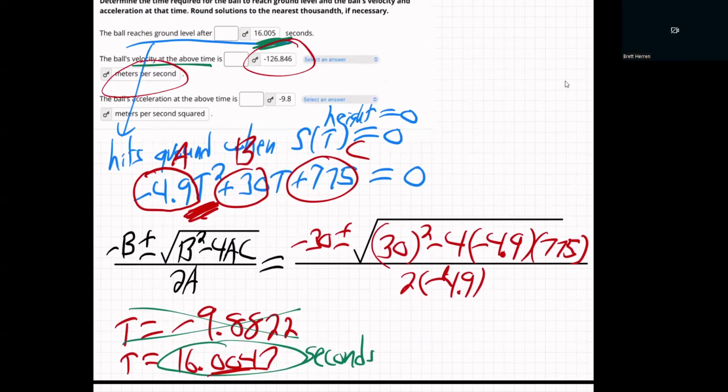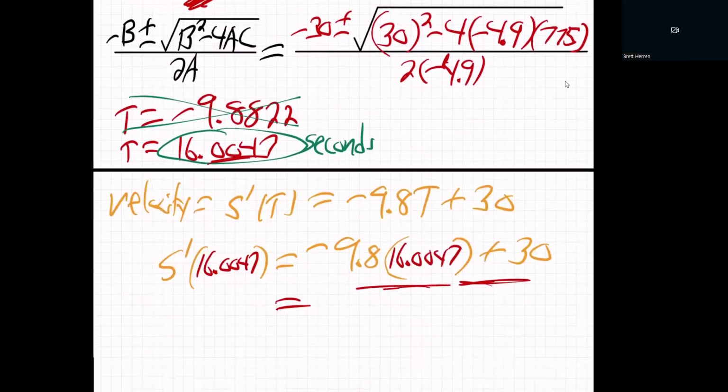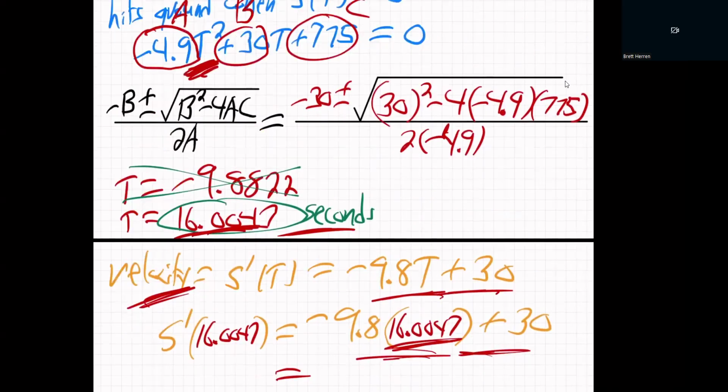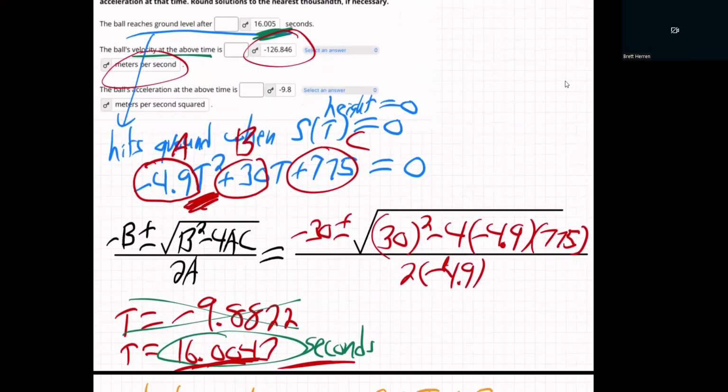All right, last question. And so you see what we did there. We just plugged the time into the velocity, because this tells you the velocity at any time. So if they want to know the velocity when the ball hits the ground, then you just plug in the time when the ball hits the ground, and you find the velocity at that time. Final question, what's the acceleration at that time? Well, as we talked about, acceleration is always negative 9.8. So there we go.